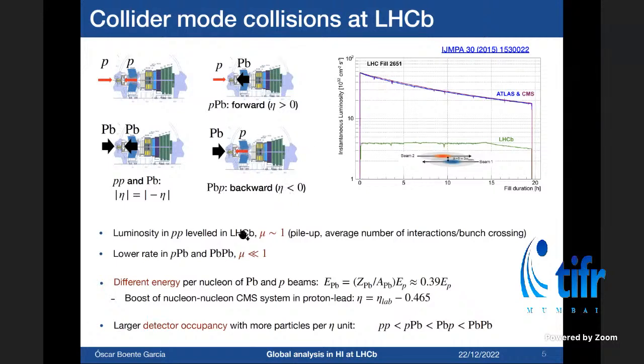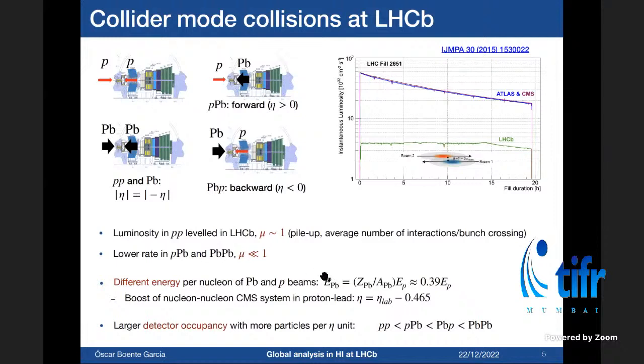Okay, so basically about the data taking in pp collisions at LHCb, we level our luminosity. So we have only around one interaction per bunch crossing, so mu is 1. However, as in other experiments, in p-Pb and Pb-Pb collisions, mu is much lower than 1. So we only have one interaction at most in our events.